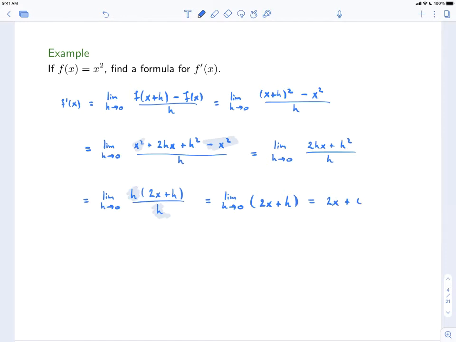2x plus 0, which of course is 2x. Consequently, we have a formula for the derivative function. If f of x is equal to x squared, then f prime of x is equal to 2x. So that means that the slope of the tangent line for a given x is twice the x value.